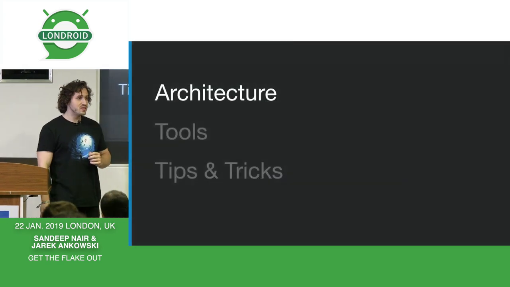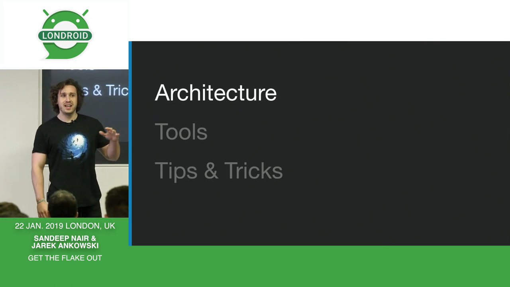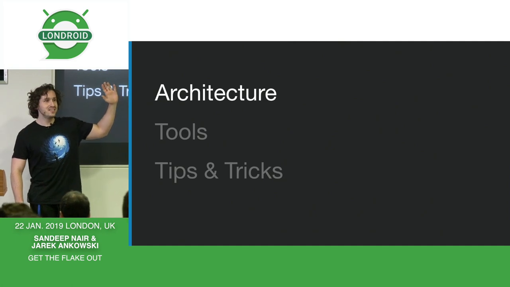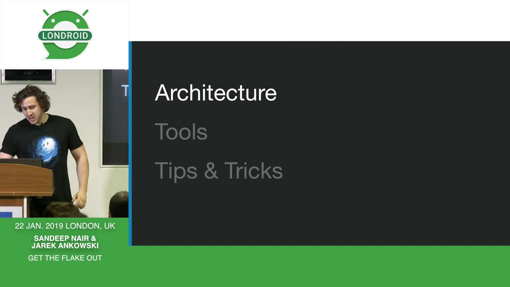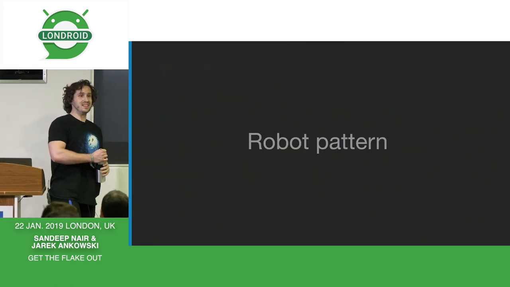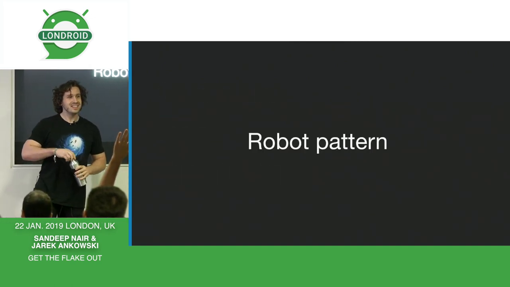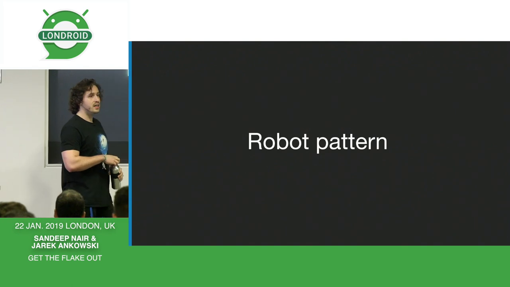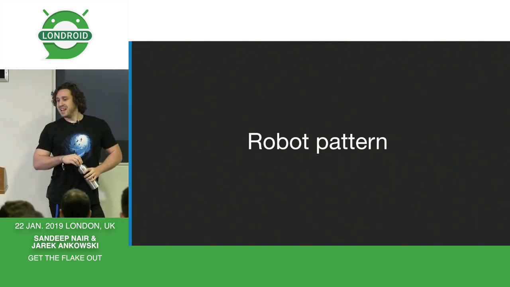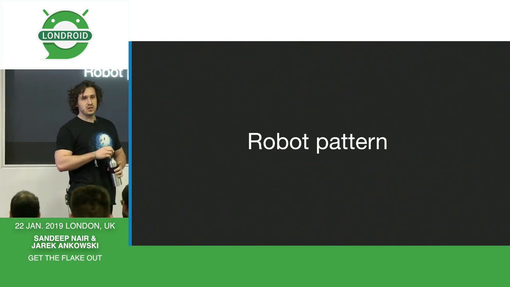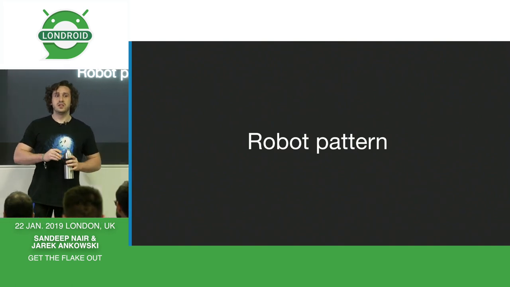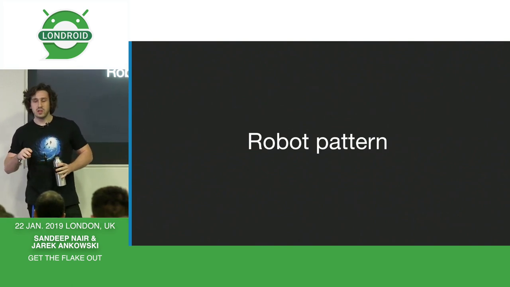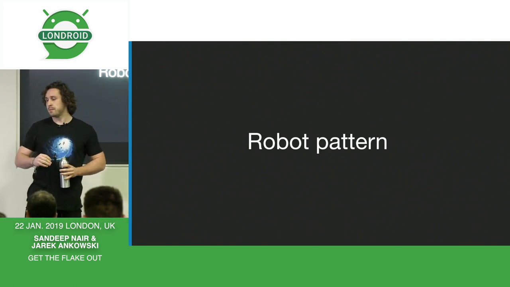Okay, so first let's talk about the architecture. How many of you have any sort of architecture or pattern in your UI tests? Anyone? Okay, that's a few of you. How many of you are familiar with something called the robot pattern? Okay, that's pretty good. The robot pattern was introduced by Jake Wharton, maybe you heard about this guy somewhere. At the end of the presentation, we have a link to his talk, and it's a very good deep dive where he explains all the details of how the robot pattern is built and why you can use it. We'll also explain it, but we won't go as deep.